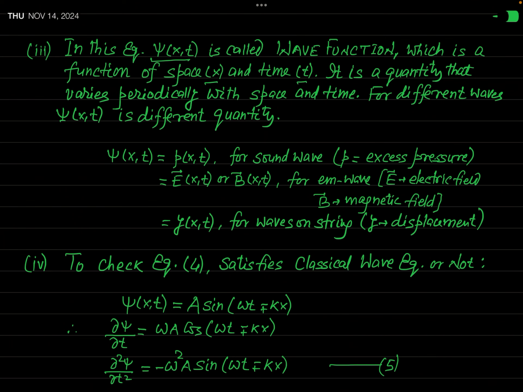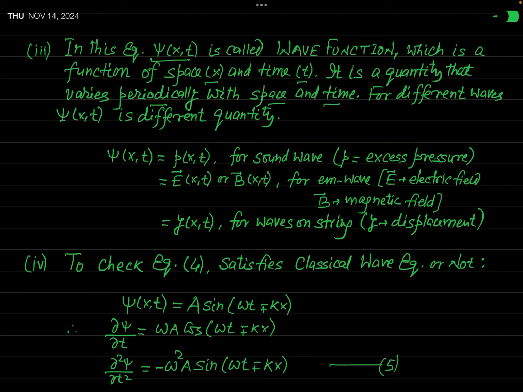Although it is a misconception that any function of space and time will be a wave function, the answer is no. All functions of space and time can't be a wave function. It will be a wave function only when it varies periodically with space and time. Or in other words, you can say when this function psi satisfies the classical wave equation, then it will be called a valid wave function.